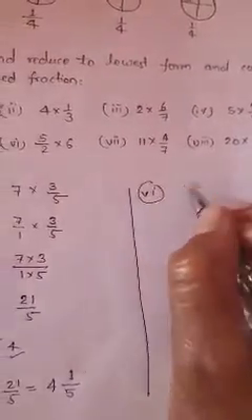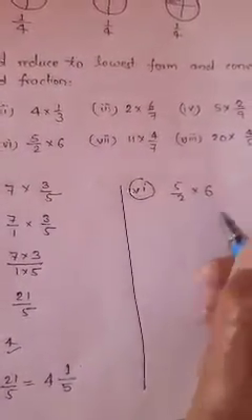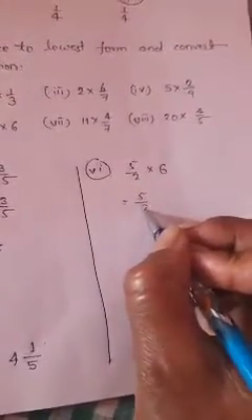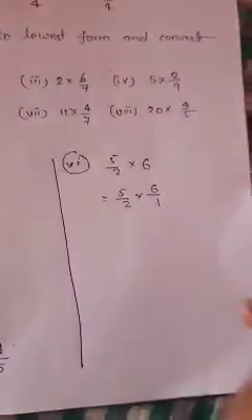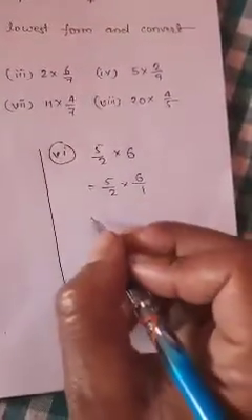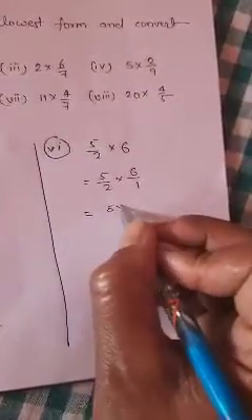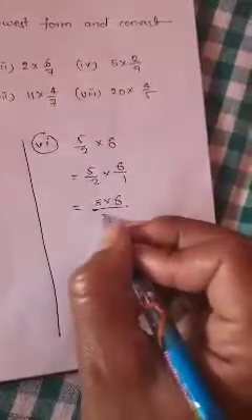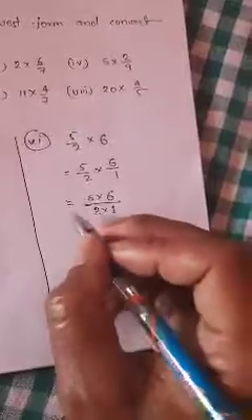Taking question number 6, and the remaining questions you have to solve yourself. This question can be written as 6 upon 1, because 6 has no denominator. Now multiplying numerator to numerator, 5 and 6 are numerators, 2 and 1 are denominators, so multiplying them in the denominator.